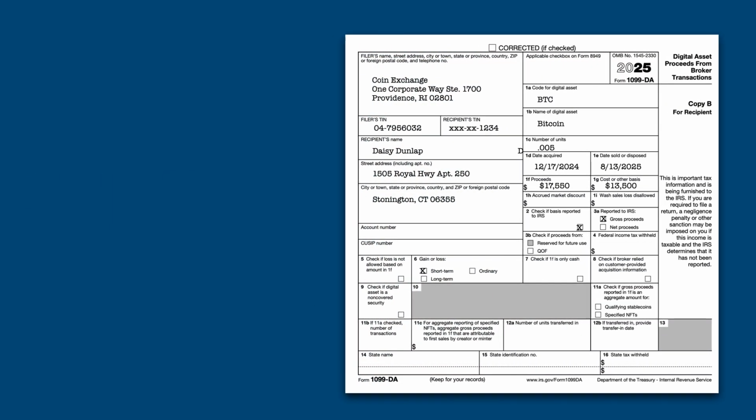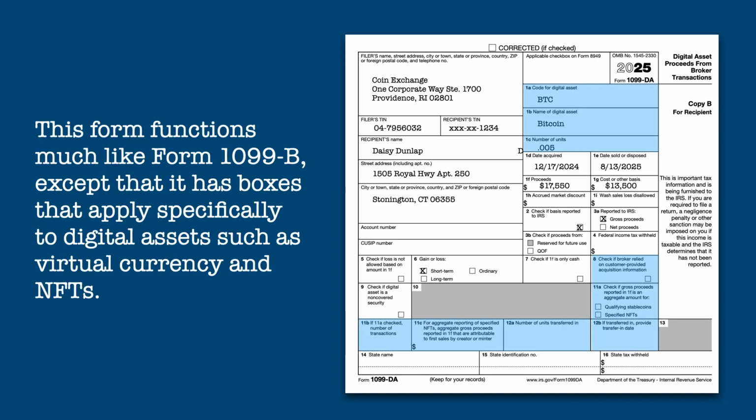Form 1099-DA, Digital Asset Proceeds from Broker Transactions. This form is new for 2025. This form functions much like the Form 1099-B mentioned before, except that it has boxes that apply specifically to digital assets such as virtual currency and NFTs.